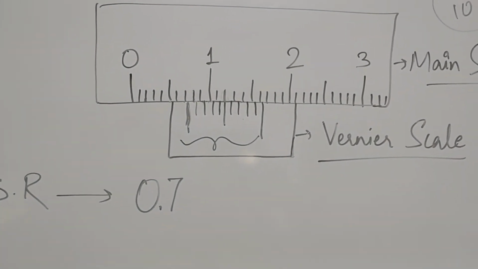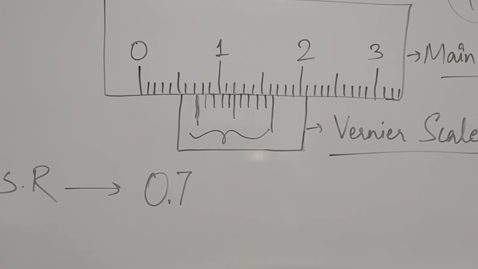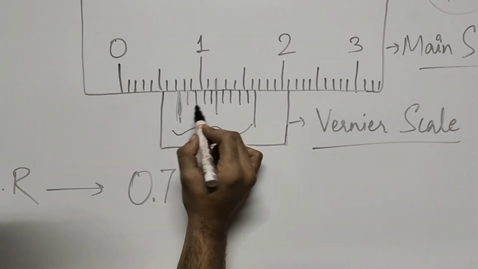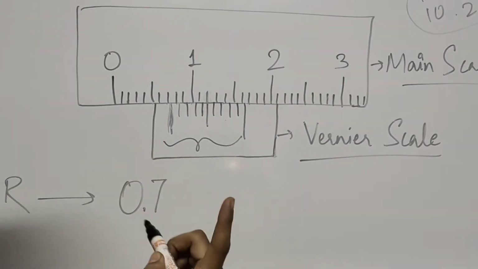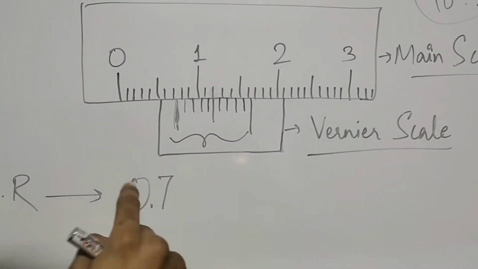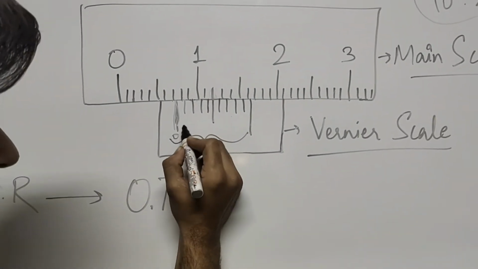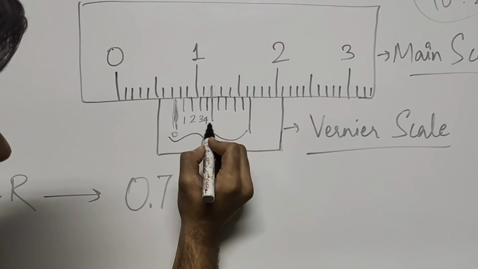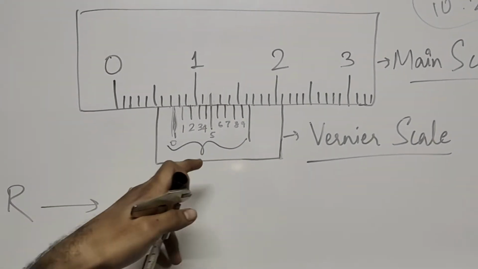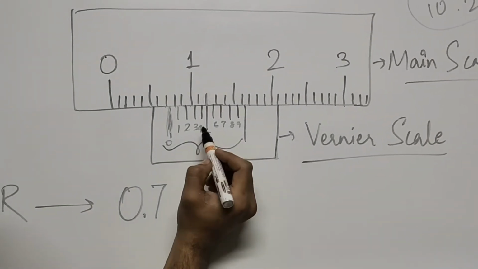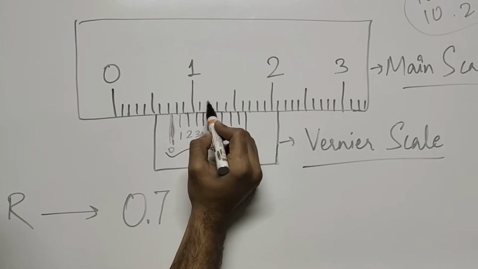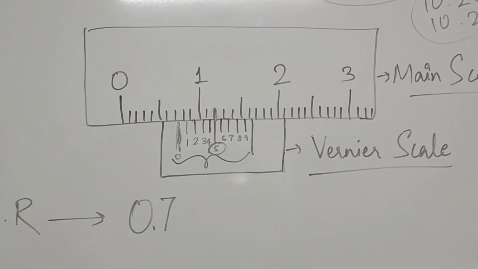Now, what is the division that is properly coinciding with the main scale? There are many divisions over here, but one division will coincide properly with the main scale. In this case, which one is it? This is 0, 1, 2, 3, 4, 5, 6, 7, 8, 9, and then again. Over here, the fifth point is properly coinciding with a division of the main scale.